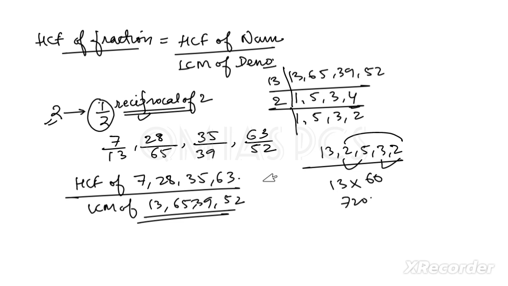See, if I am doing something wrong, please tell me that. I'm also human, I can make mistakes. If you tell me that I am making a mistake, I will accept that. So it will be 720 as the LCM, sorry. And what is the HCF? I have told you, you have to see the lowest number. Is 7 present in every number? It is present in 28, present in 35, present in 63. So it is 7 by 720. Tell me, is it easy or difficult?